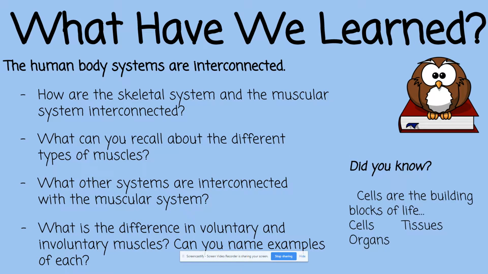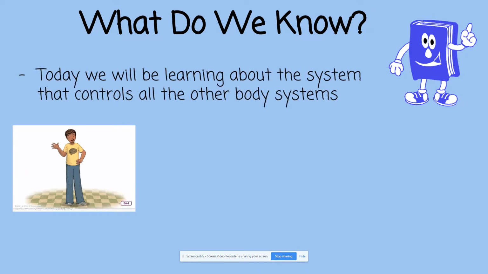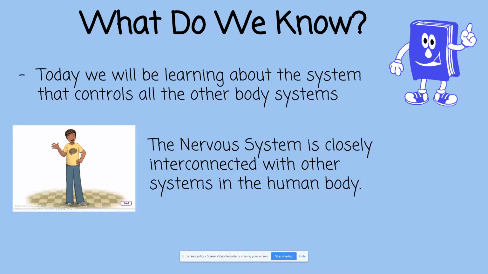And did you know that cells are the building blocks of life? Cells make up tissue, and tissue makes up the organs. So here are some other things that we know. Today we're going to be learning about the system that controls all other body systems. The nervous system is closely interconnected with other systems in the human body. So a minute ago when we asked about which system might be interconnected with the muscular system besides the skeletal system, you could have said the nervous system.